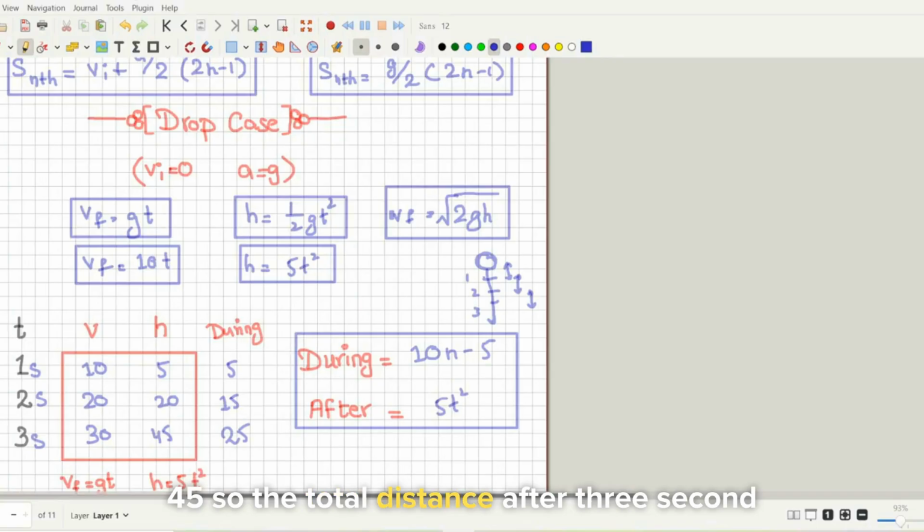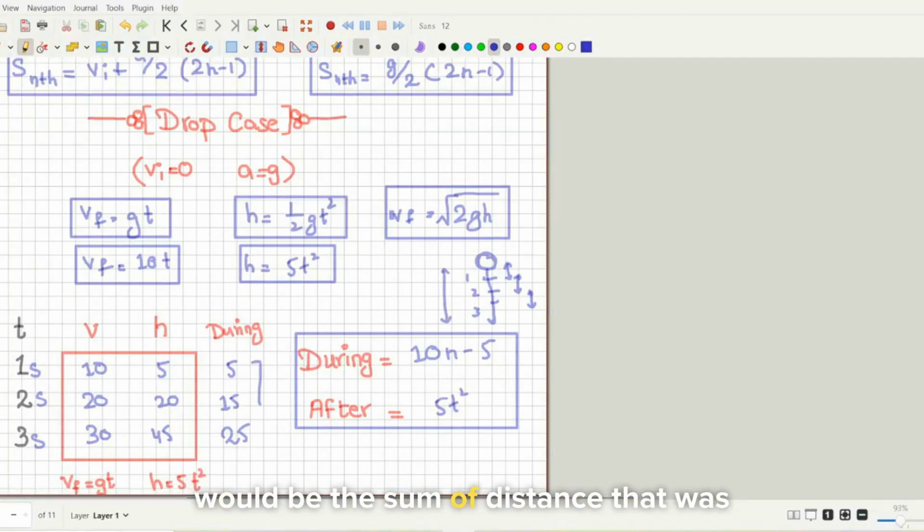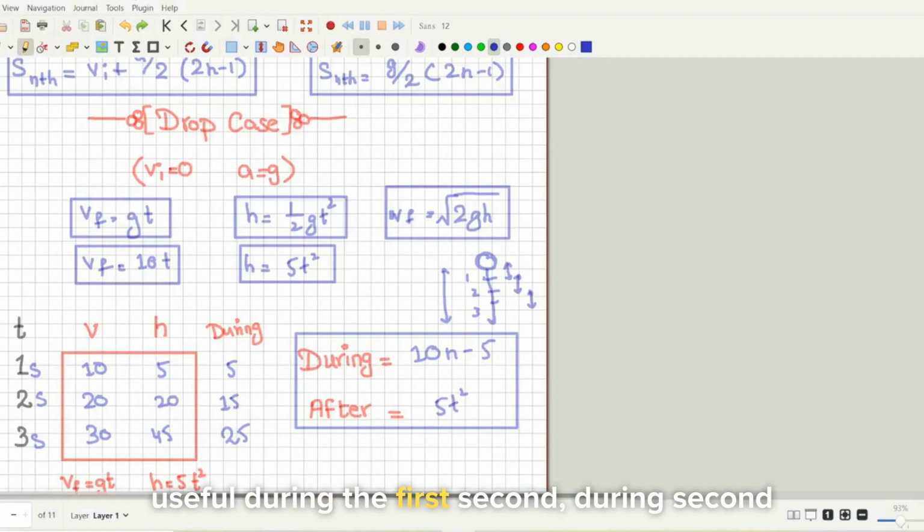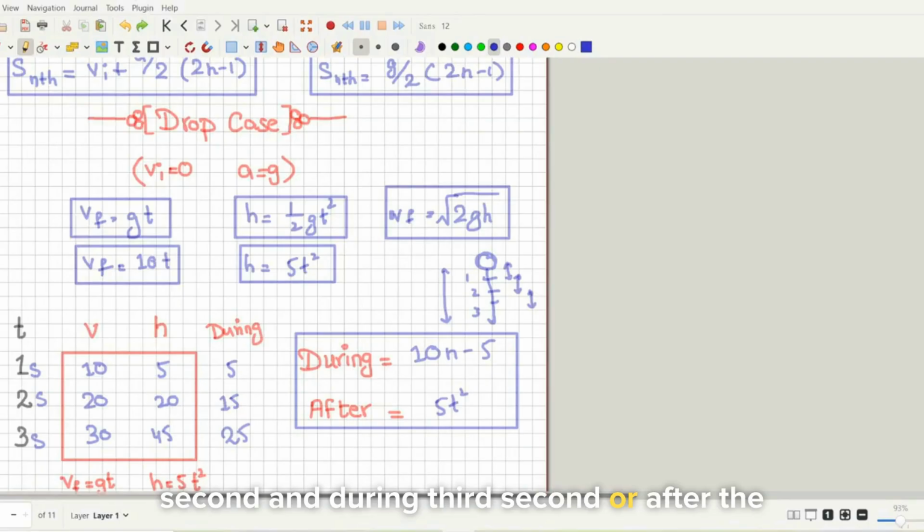So the total distance after 3 seconds would be the sum of the distance that was covered during the first second, second second and third second. So as you can see, these formulas are really useful during the first second, during the second second and during the third second, or after the third second. So these are the formulas that you could use as shortcuts to solve these kinds of MCQs. I hope you have understood these formulas and how to use them in your IMAT exam.